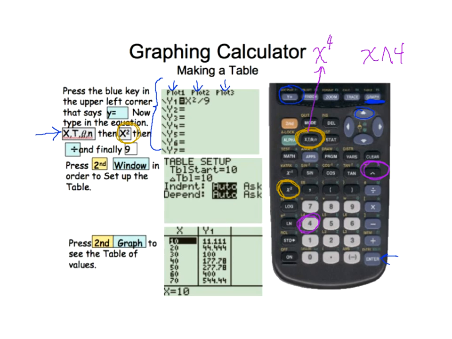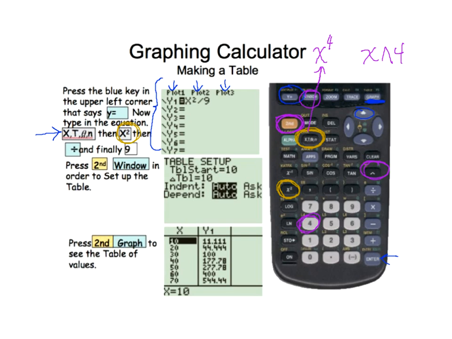So the next window you'll want to check is your table setup window, if you're trying to make a table. And that is second. So your second key is located at the top left of your calculator, and notice right above the window key is the second function for that key, and it says table set. Let me tell you what this means, because it looks like garbledygook, really. TBL start equals 10. That means the table is going to start counting at the value 10.